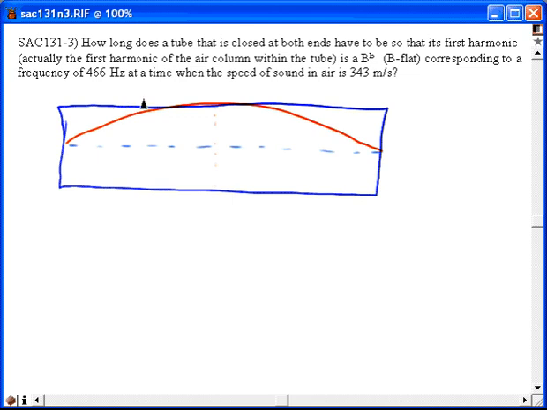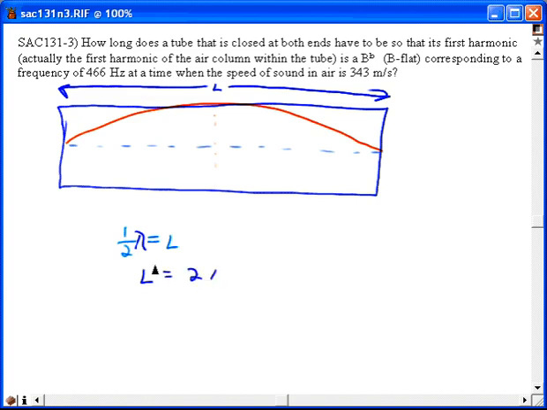Alright, that represents half of a wavelength, so we can write down the equation: 1/2 a wavelength is equal to L, where L is the length of the column, or length of the tube, and in fact that's what we're looking for. So I need 1/2 of a wavelength equal to L, meaning the wavelength, multiplying both sides by 2, has got to be twice the length.